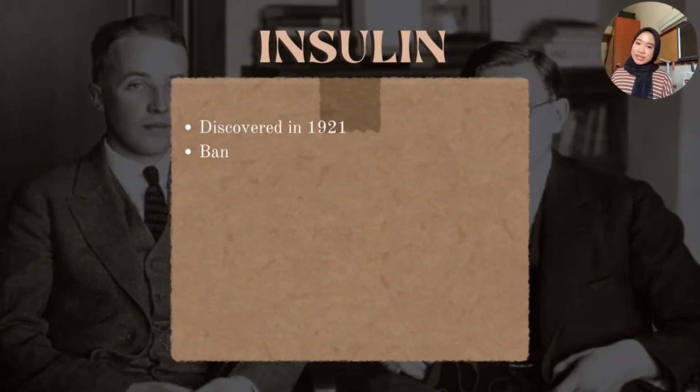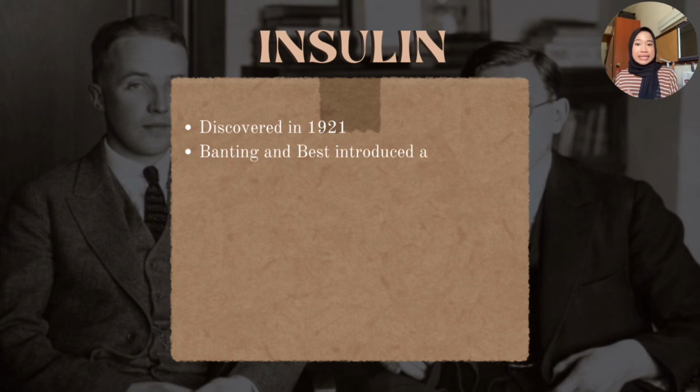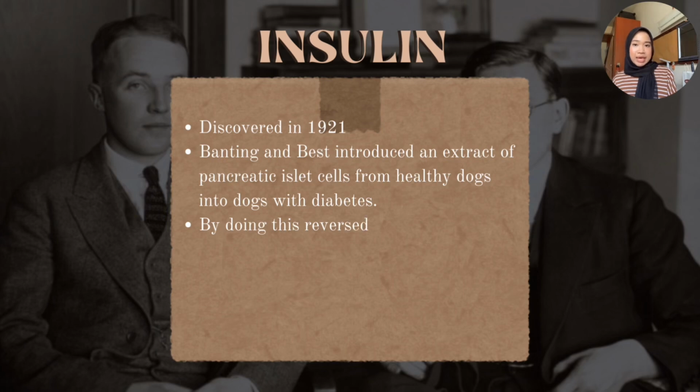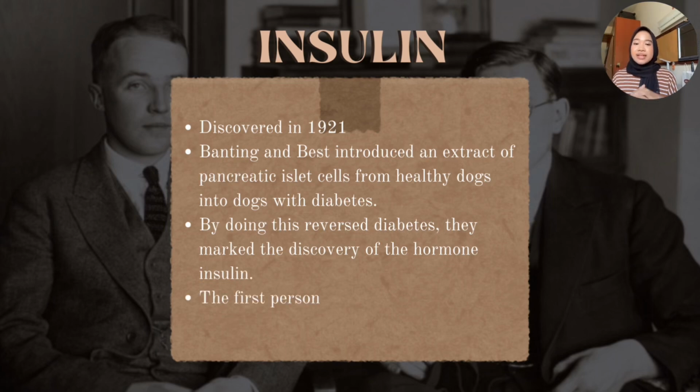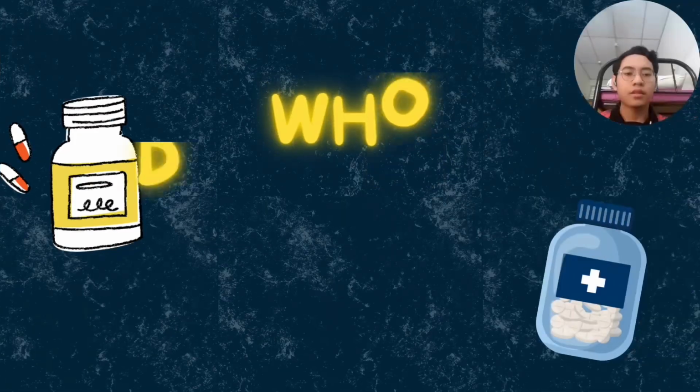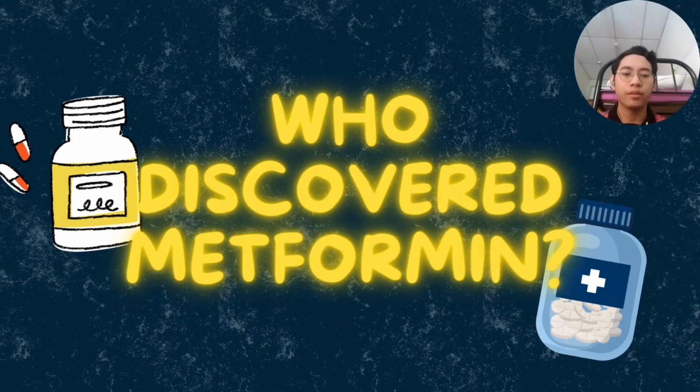Continuing on insulin, it was discovered in 1921. Banting and Best introduced an extract of pancreatic islet cells from a healthy dog into a dog with diabetes. By reversing the diabetes, they marked the discovery of the hormone insulin. Fun fact, the first person to ever receive an insulin injection was Leonard Thompson in 1922. Next, one of the drugs discovered to treat diabetes is metformin. So, who discovered metformin?